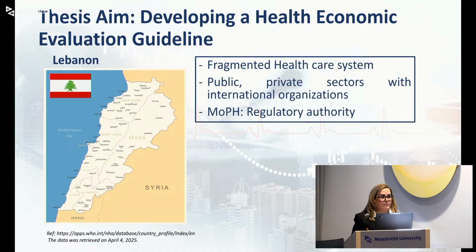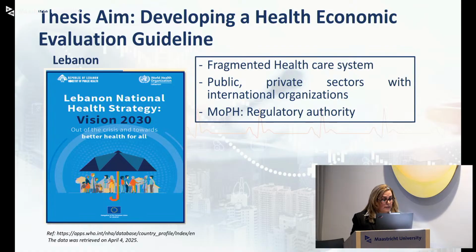Lebanon's healthcare system is a fragmented system with 6 employment-based social insurance schemes having different tariffs and different coverage. It includes public and private sectors and international organizations, and the Ministry of Public Health is the regulatory authority and the party responsible for developing health system guidance. Additionally, the Ministry of Public Health, since 2016 and with the Lebanese National Health Strategy Vision for 2030, emphasizes the need to have regulations to support decision-making in considering cost-effective interventions.